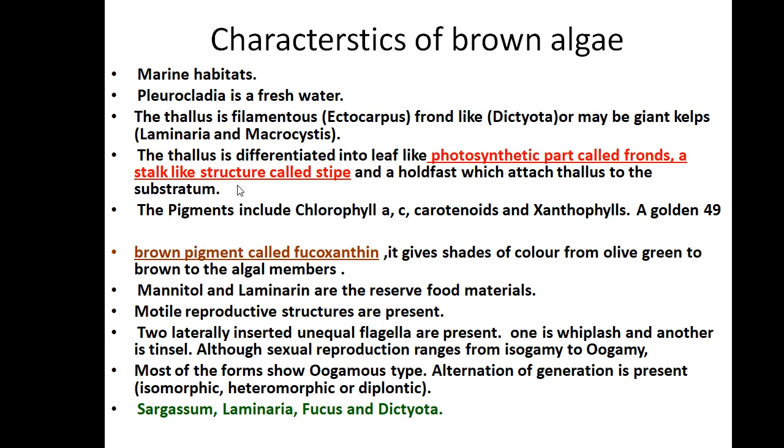Next, Chlorophyceae are all green algae. It's also called green algae. Next, Phaeophyceae, also called brown algae. The characteristic of brown algae is marine habitat. That is, it's mostly marine habitat.